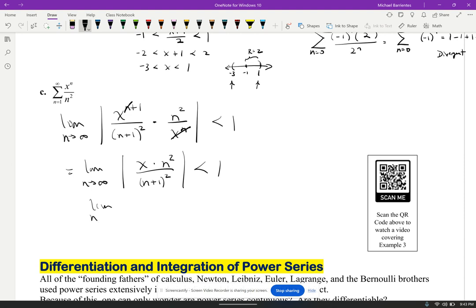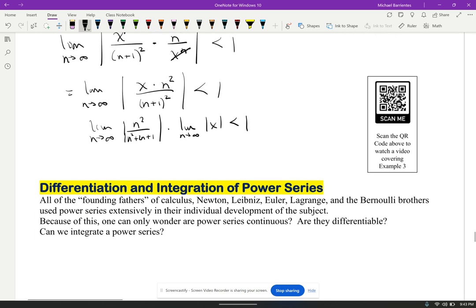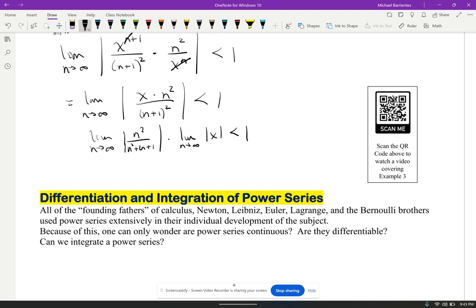Well, that's the limit as n approaches infinity of the absolute value. Let's do the n's first. n squared over, and I'm going to go ahead and multiply this out, n squared plus 2n plus 1, times the limit as n approaches infinity of the absolute value of x, which is less than 1. This first limit is just 1 times the absolute value of x, which is less than 1. Oh, well then we're done. The absolute value of x has to be less than 1. That means negative 1 is less than x is less than 1.